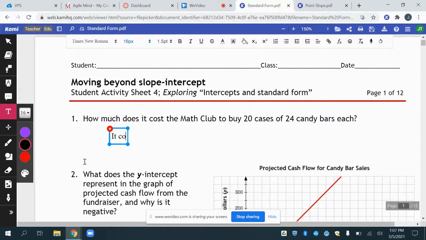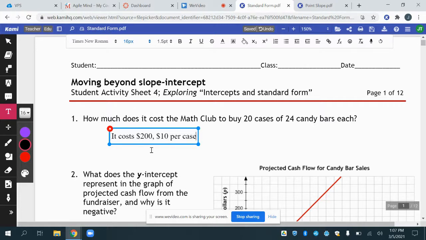It costs $200. All right, so that's $10 per case, right? Per case. And if I divide that by 24 on each case, let's see, 10 divided by 24. I'm going to use a calculator for that. You don't actually have to answer this, but I just like to know.